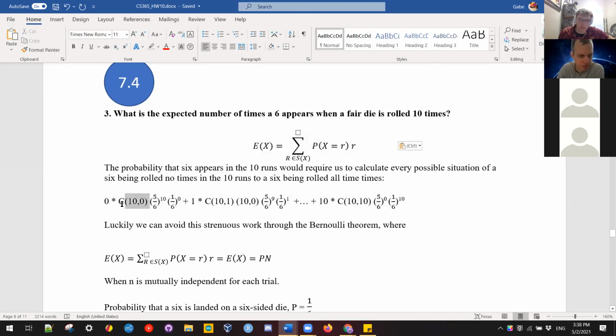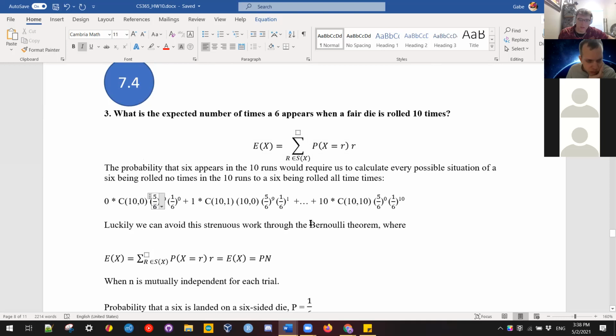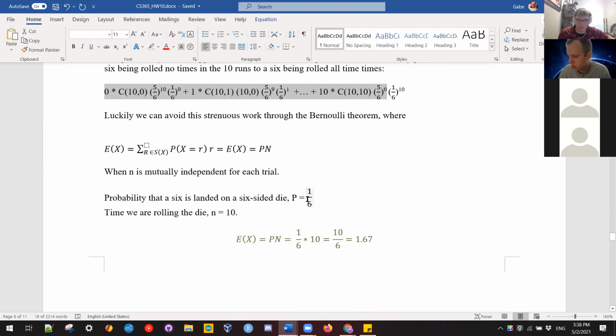The probability, R is 0, and then 1, and then 2, and so on. For example, this is none are rolled a 6, and then how many combinations of that. It's a mess. Or you could just see that all equals out to the Bernoulli theorem. If you see this, it gives you P times N. And trust me, that will save you years of your life. And so then you got P times N.